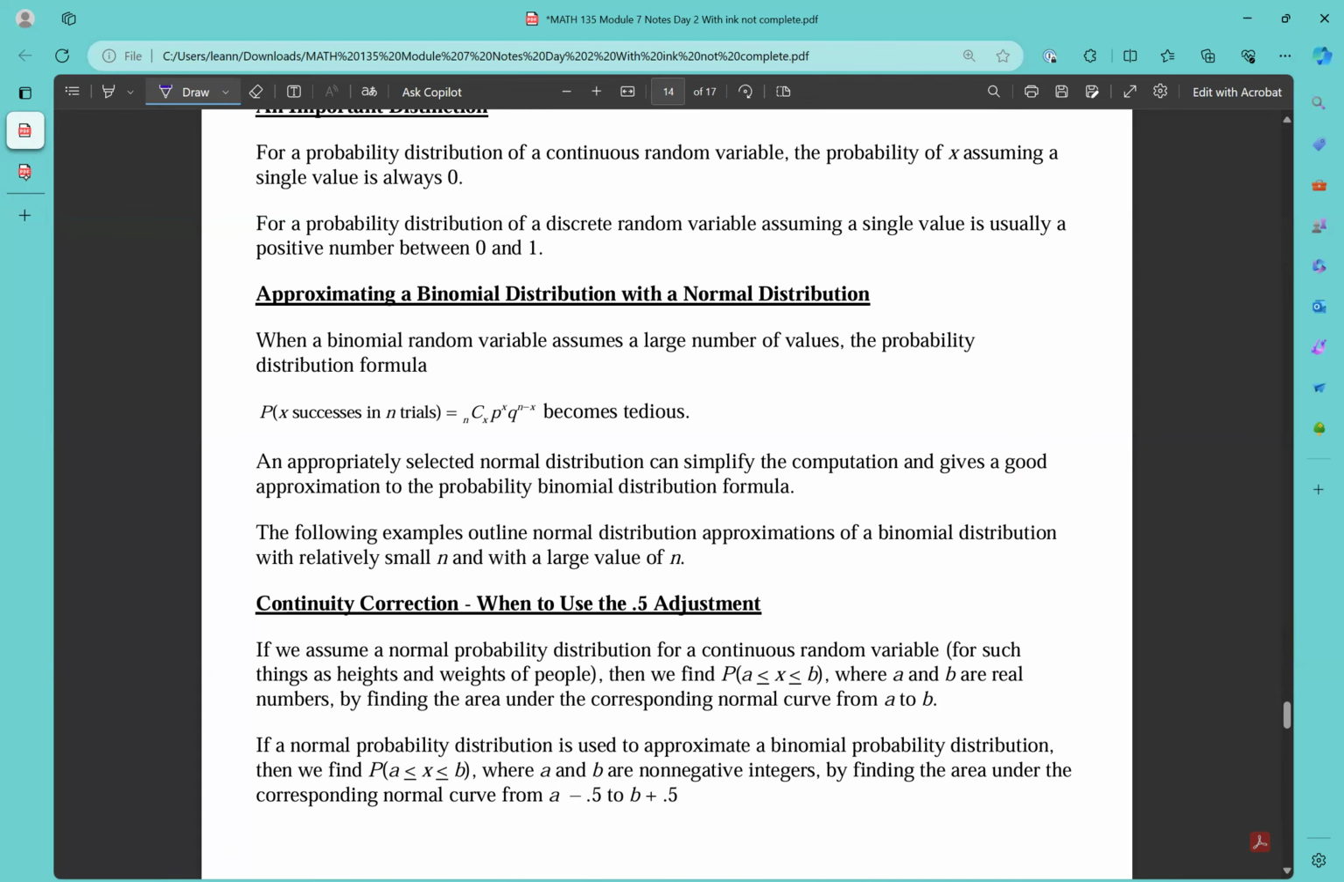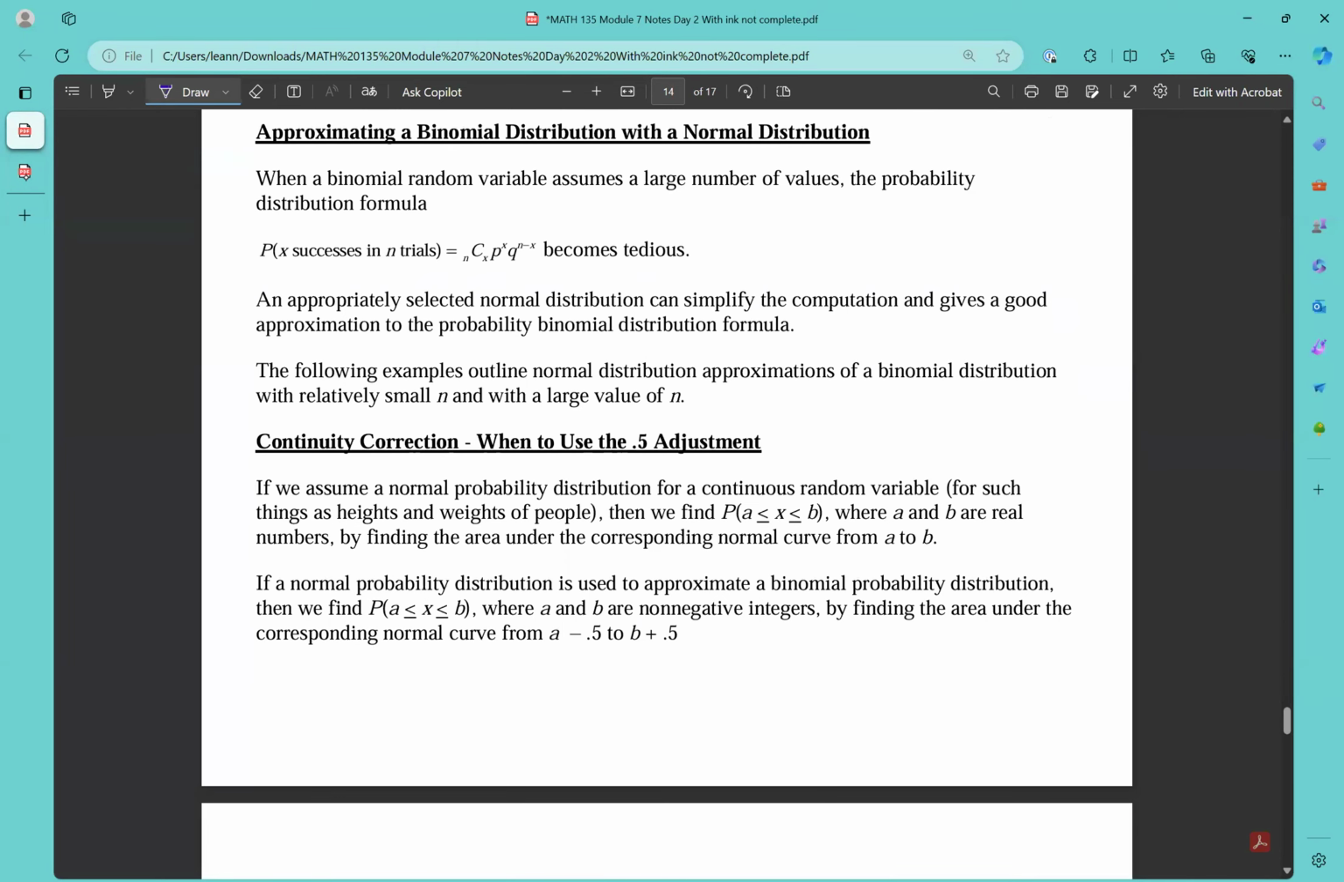Okay. If you have 100 trials, you don't want to have to work with all that big stuff in the formula, especially if you want to know the probability that at least 20 of them were successful. That's every number from 20 to 100. That's a lot of different calculations for that formula. That's why we say if it's a really large number of values, it's going to become tedious. An appropriately selected normal distribution can simplify the computations and give good approximations to the binomial distribution formula. The following examples outline normal distribution approximations of binomial distributions with relatively small n's and with a large value of n. So we just want to talk about this so you can see it.